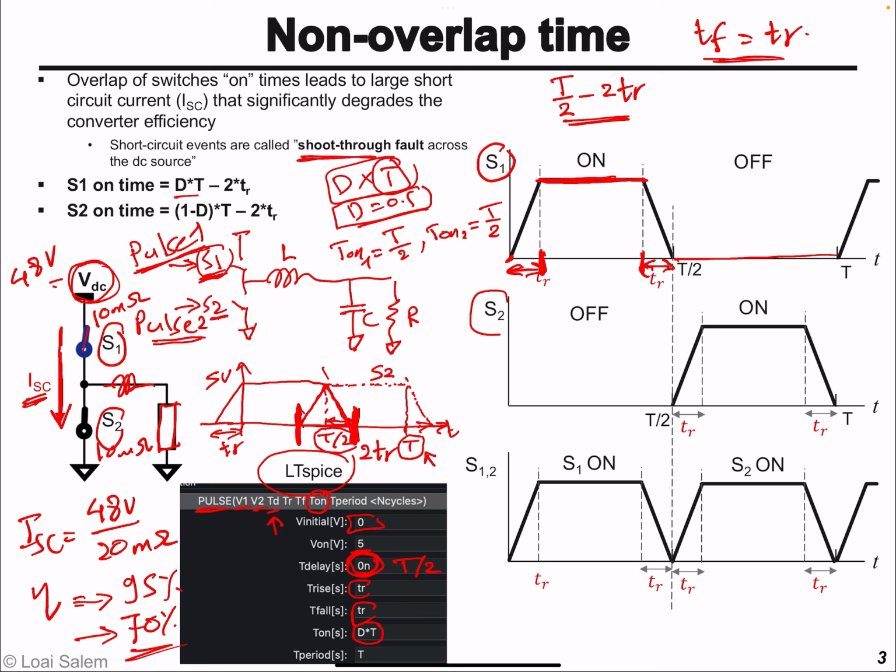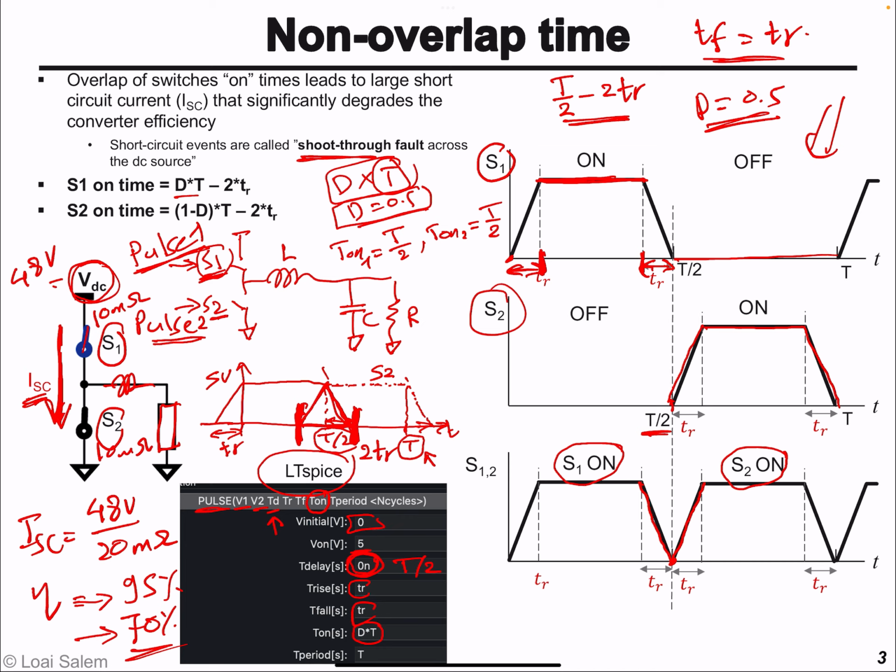And similarly for S2, it will be delayed by half a cycle, but again its on time for 50% duty will be essentially T/2 minus 2 times TR. And in this way, as you can see in the third graph, S1 turns off and right away S2 starts turning on. And there is no overlap, no triangle or interval where both switches are on to cause a huge short circuit current. Okay, and this graph was for a duty cycle equal to 0.5.